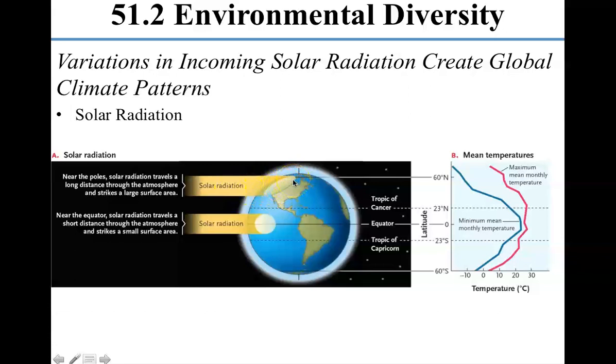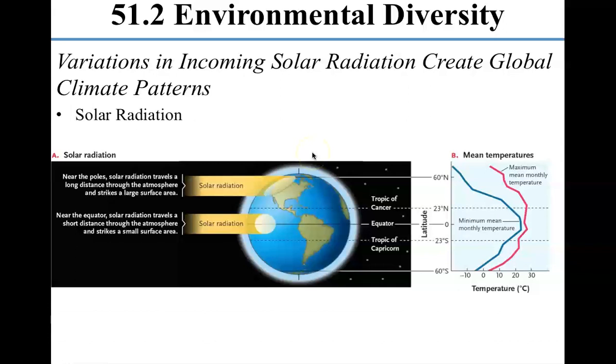Why am I talking about this? Well, this is one of the main reasons that it's hot at the equator and it's cold at the poles. At the equator, it gets direct sunlight, so there's more energy per square meter that gets transferred to the surface of the Earth, that results in higher temperatures, whereas as you increase in latitude, as you move towards the poles, that same amount of solar radiation is going to get spread out over a larger area, and so that's going to result in colder temperatures.